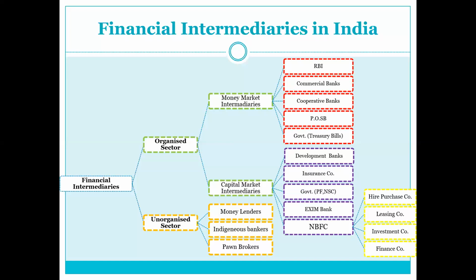Third one is government. I said governments are intermediaries both in the money market as well as the capital market. So government will be issuing bonds for a period of more than 364 days. That is why they are considered as capital market intermediaries. Government is also the intermediary that facilitates investment in provident funds and national savings certificates. So they are a major player.